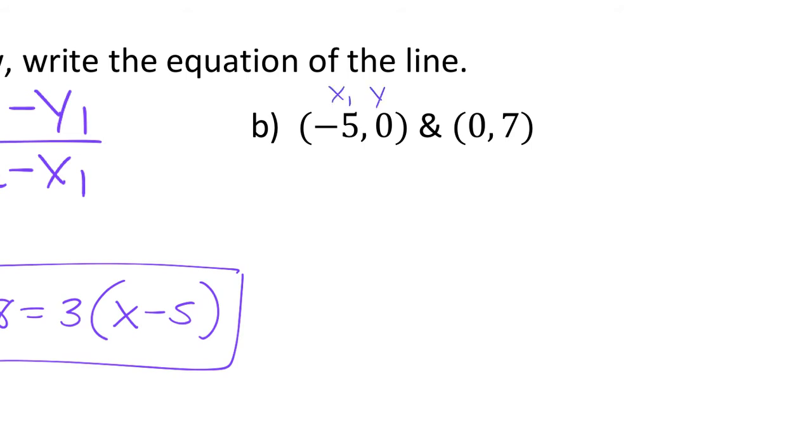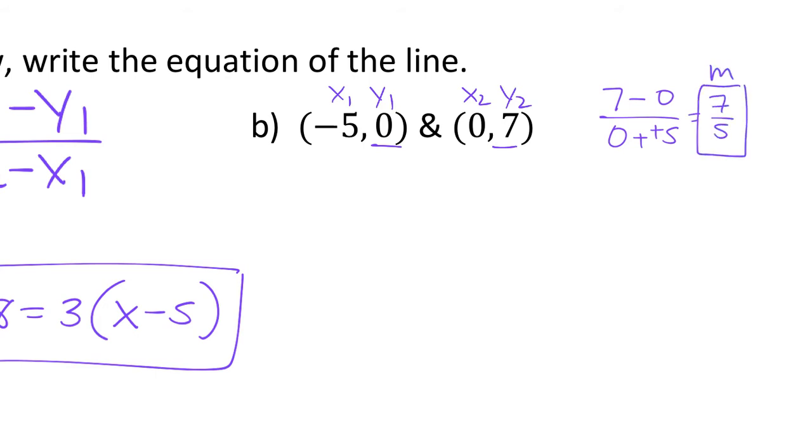Let's lay this out. x1, y1, x2, y2. So it's 7 minus 0, y1 minus y2. Sorry, y2 minus y1 over x2 minus x1. So this is plus a positive, so 7/5, right? That's your slope. So if you use this first point, y minus 0 equals 7/5 times x minus a negative 5, so x plus 5.